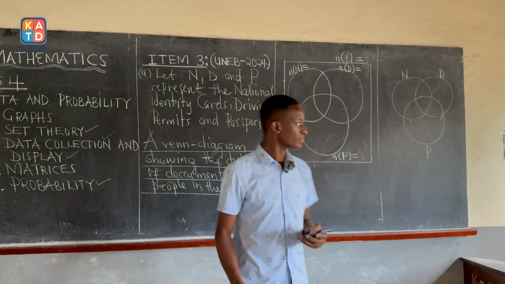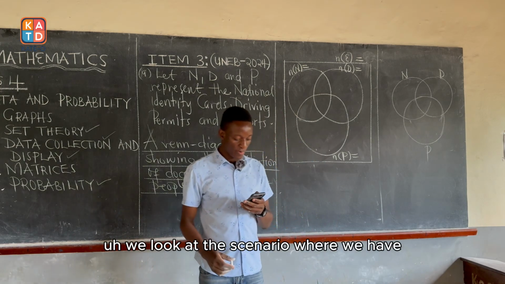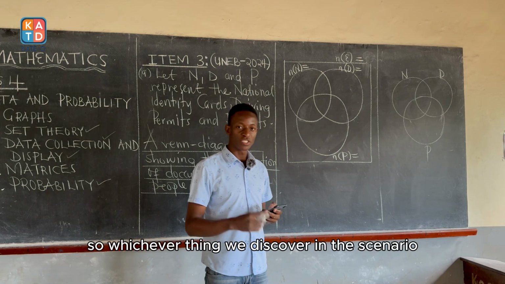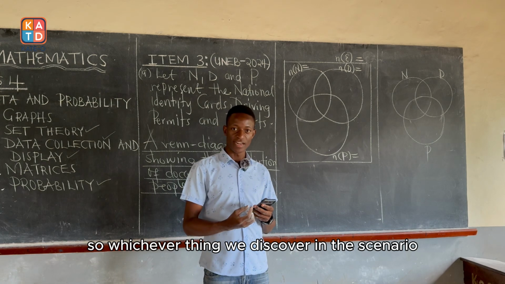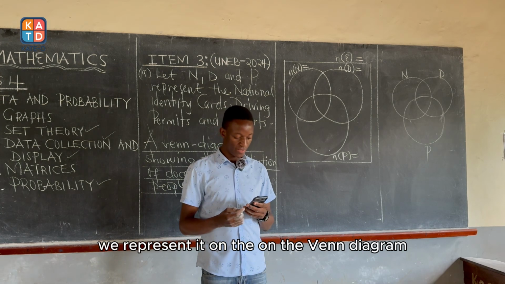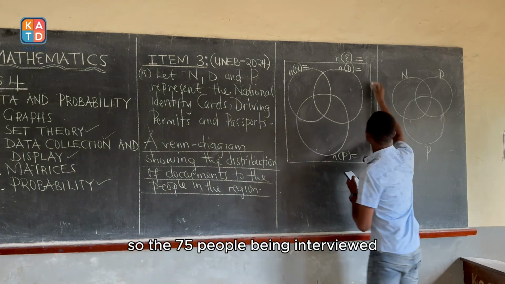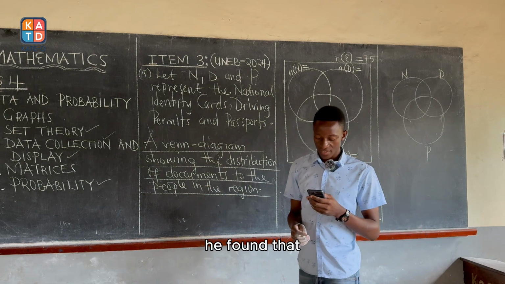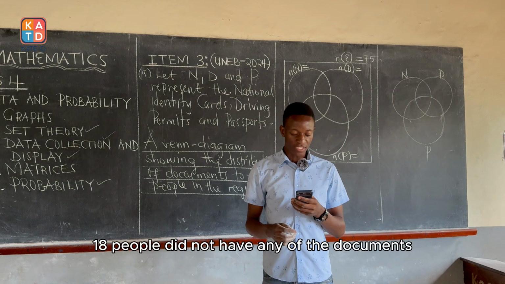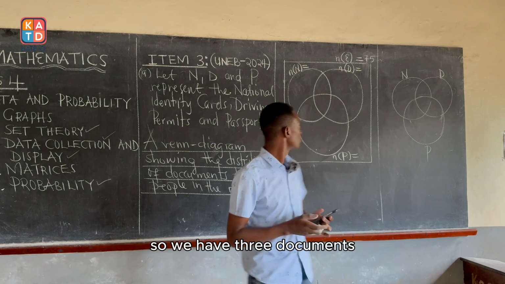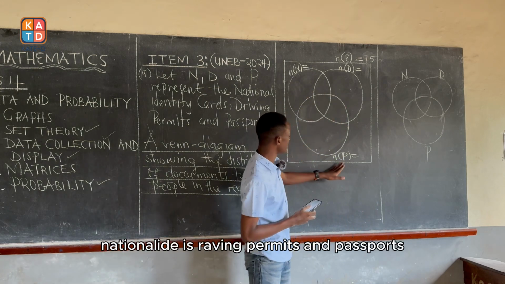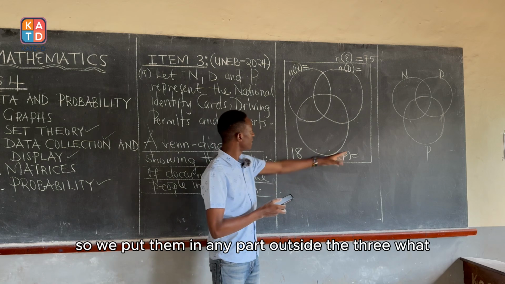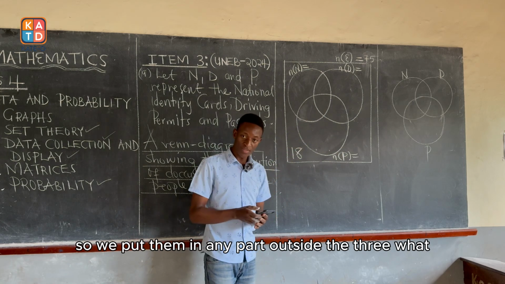As we proceed, we look at the scenario where James reportedly interviewed 75 people in that region. So whichever thing we discover in the scenario, we represent it on the Venn diagram. So the 75 people being interviewed is actually the universal set. He found that 18 people did not have any of the documents. So we have 3 documents, national IDs, driving permits, and passports, but 18 do not have any. So we put them in any part outside the 3 sets.